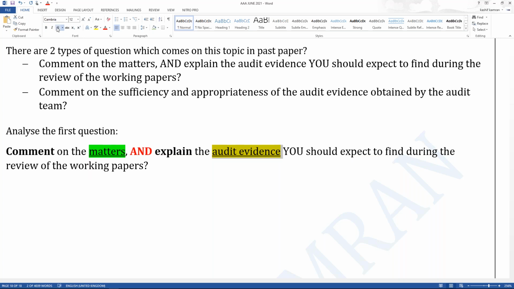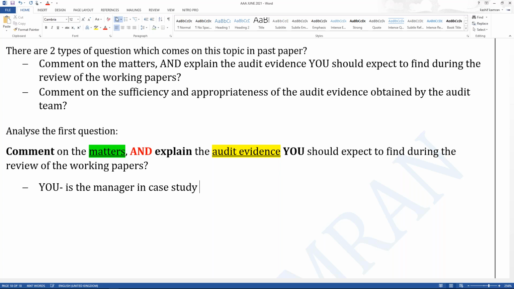You should expect to find during the review of the working paper file. Who is the you here? Who is the you? You is the manager in the AAA paper. So first of all, understand the you. You is the manager in the case study. Now you need to step into the shoes of the manager for the next 1 hour. You is the manager in the case study, right?